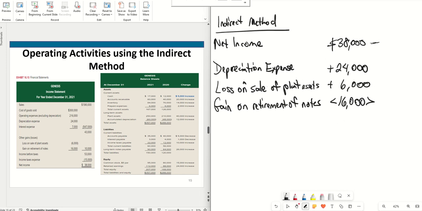So this is the first two steps. First, display the net income. Second, display the non-cash items presented in the income statement. So next we can go ahead and present our change in current assets and liabilities.